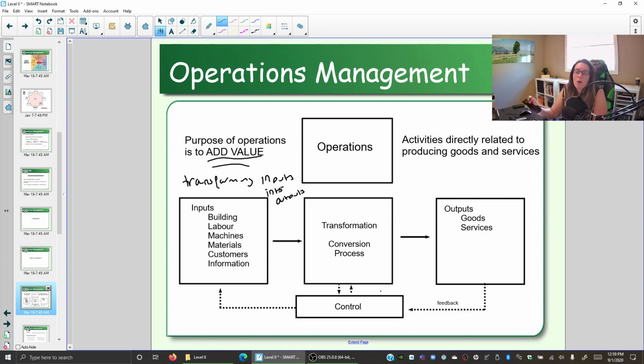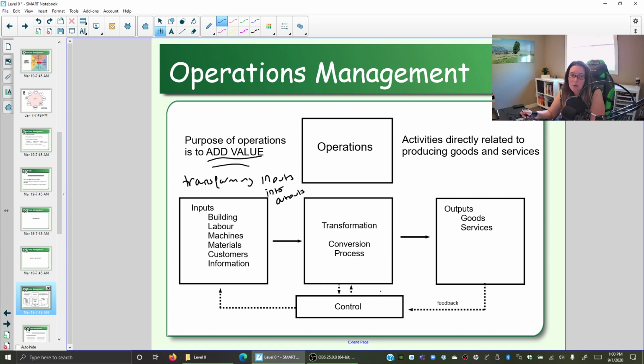So for example, Coca-Cola is going to take water, caramel coloring, a plastic bottle, their labels, their formula. They're going to take that and they're going to transform it into a good, which is a can of Coke. A hair salon is going to take the chair, the scissors, the hairstylist, all these different components, and the output will be a haircut. So operations is adding value by transforming these inputs into outputs. So we end up with some kind of product, some good or service.